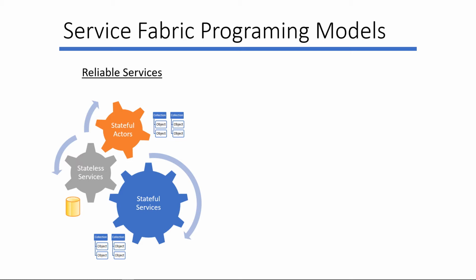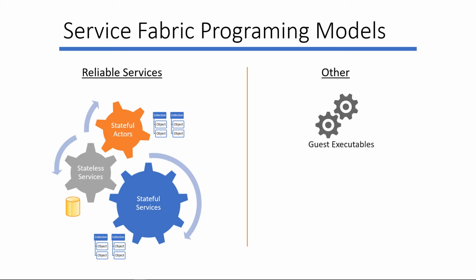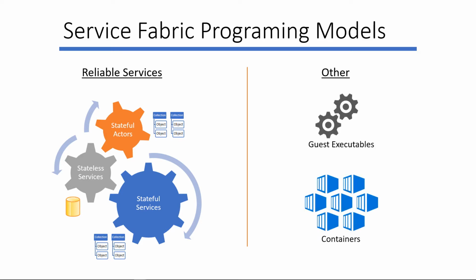Reliable actor services are typically used in systems that require a large number, thousands or more, of small, independent, and isolated units of state and logic to run. Some examples of real-life systems are IoT systems monitoring thousands of devices and online computer games with thousands of user sessions. Other than reliable services, Service Fabric also supports guest executables and containers. These implementations are outside of the scope of this screencast.